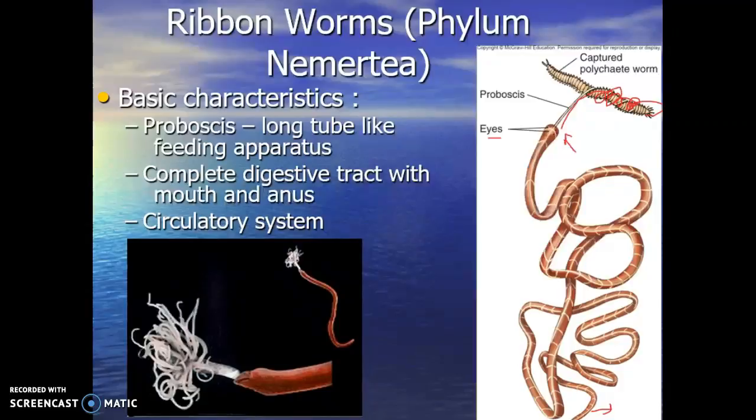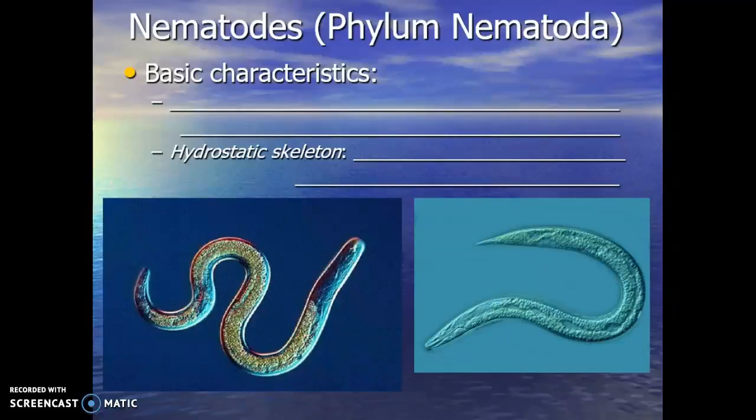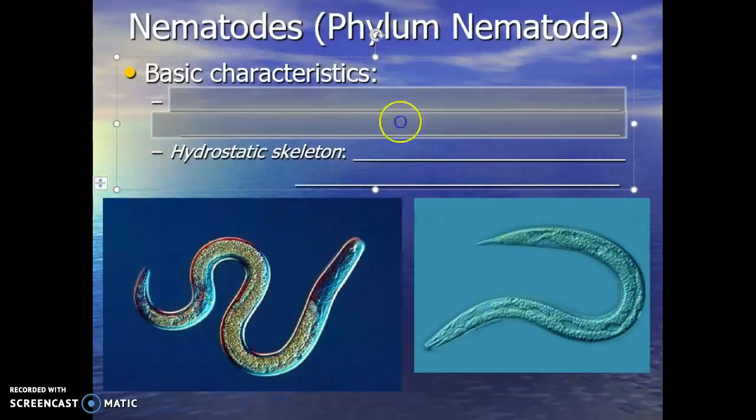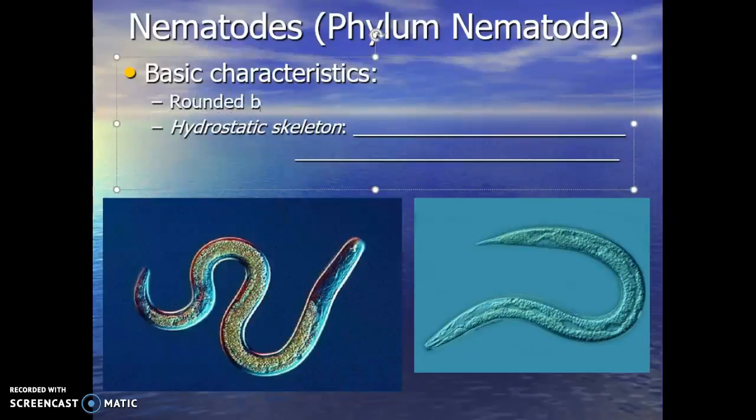All right. Another phylum, Nematoda. These are nematodes, or we call them roundworms. So big key features, rounded body.